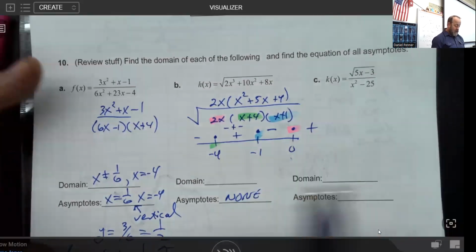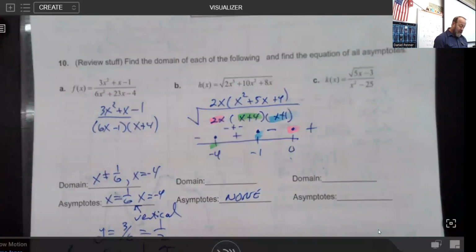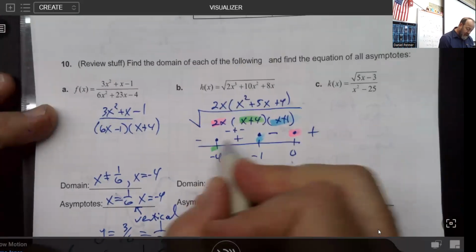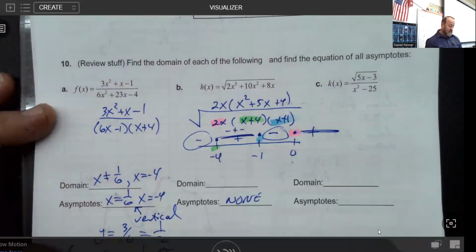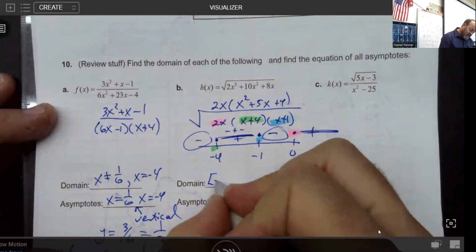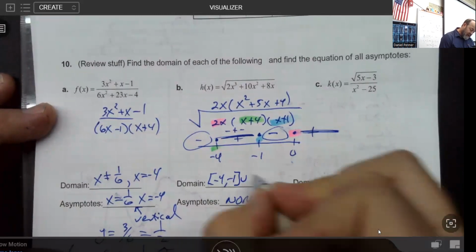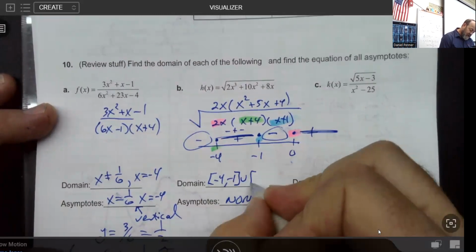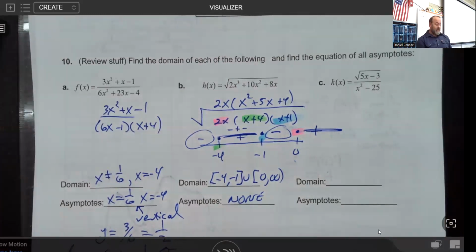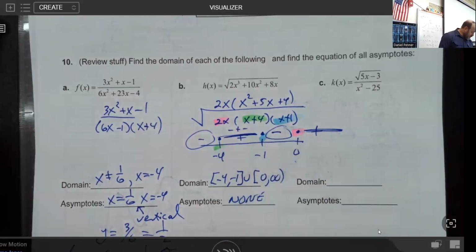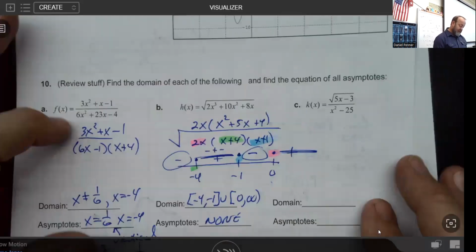So it turns out for this problem, I am allowed to be in here and I'm allowed to be in here, because I can't take the square root of negatives. And so my domain would be everything from -4 until -1, and then everything else from 0 to infinity. And keep in mind, I can take the square root of 0, so I'm not excluding those values where the zeros actually happen. And last but not least, let's look at this guy.